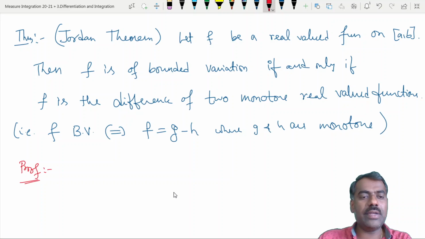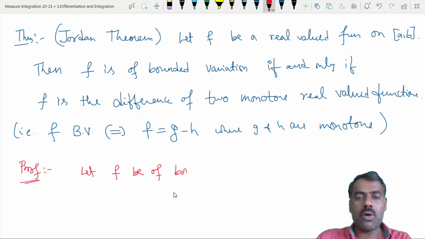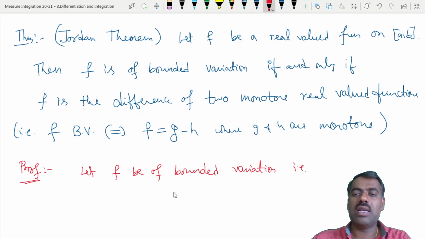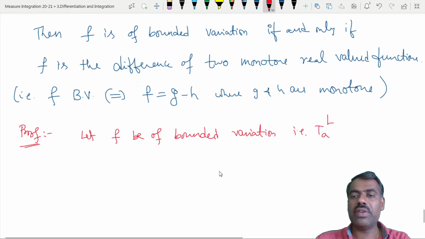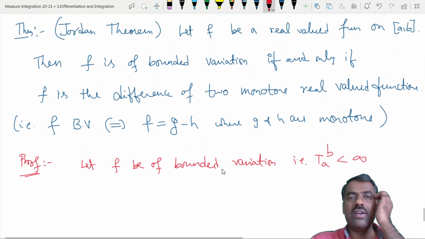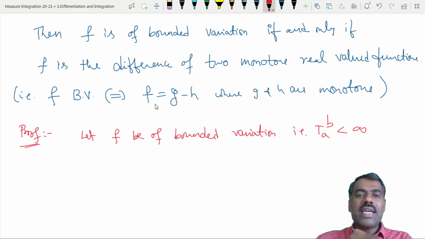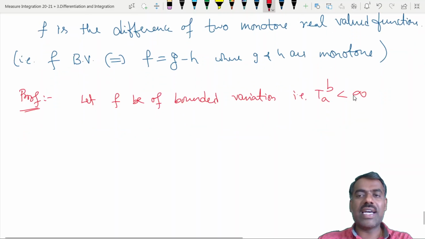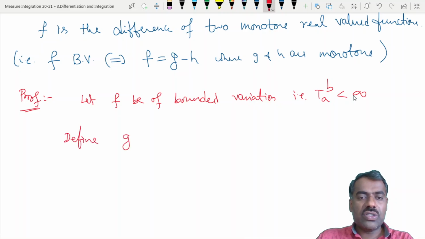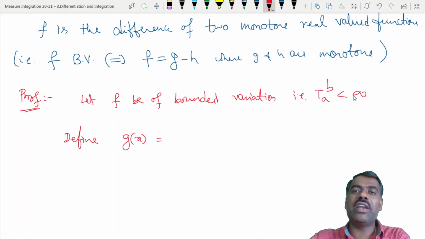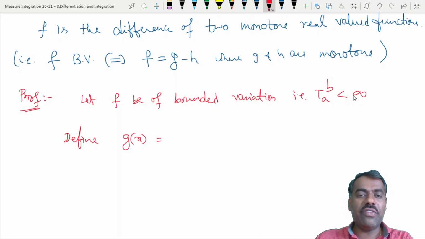It is not at all difficult. So first assume that f is of bounded variation. That means that T_ab, whatever we are having, is a finite value; the total variation is finite. We want to show that somehow there should be two functions g and h such that f is equal to g minus h, where g and h are monotone. Okay, so we will define two functions. g and h we also define on the closed interval [a, b]. So define g(x) as P_ax.